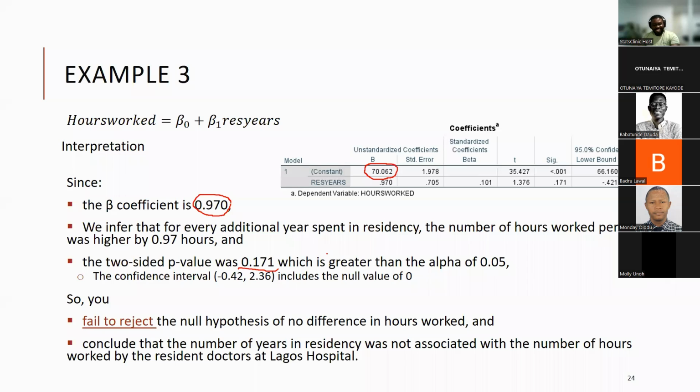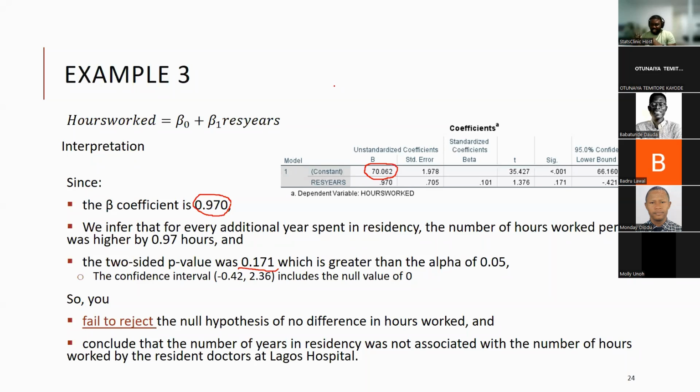Now, the p-value here is 0.171, which of course is greater than 0.05. And as such, since the value is greater than 0.05, there is no statistically significant relationship. Yes, very good. Otherwise, if it's less than 0.05, then we'll accept, yes, we'll accept the null hypothesis. As it is, I think we'll fail to reject the null hypothesis.